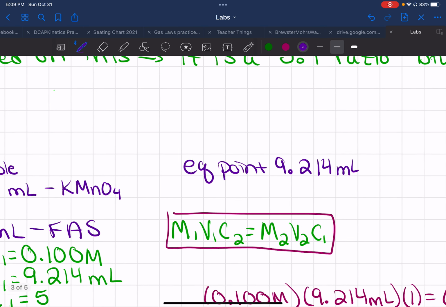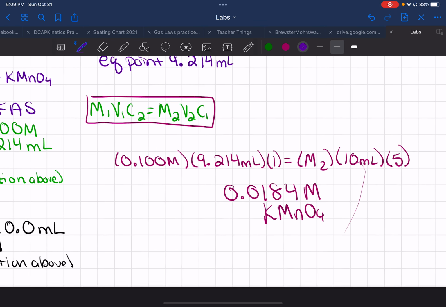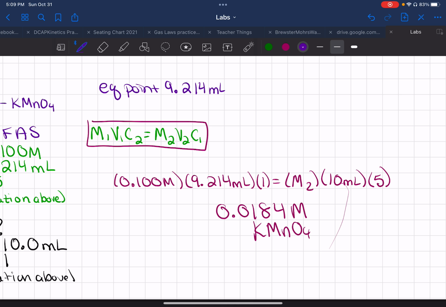Once I have that, then I'm going to plug them into my equation. And I have to make sure that I do M1V1C2 equals M2V2C1. Once you perform the calculations, we're going to get 0.0184 molar for this example here.